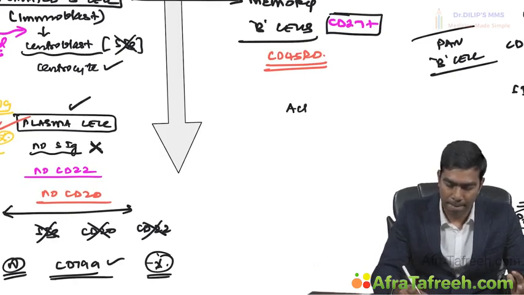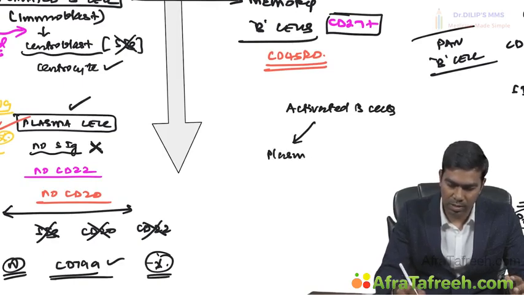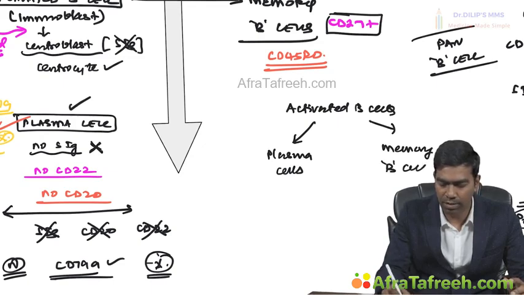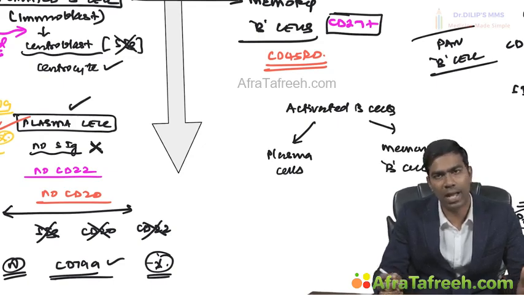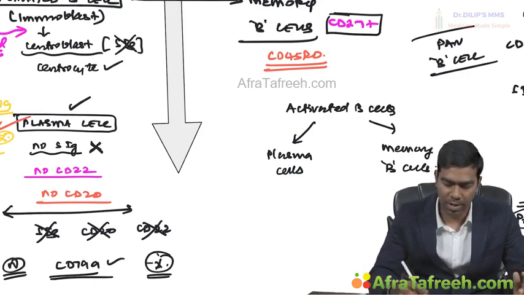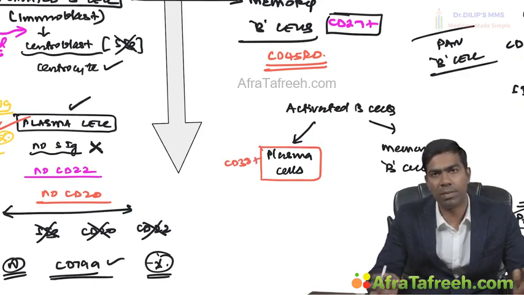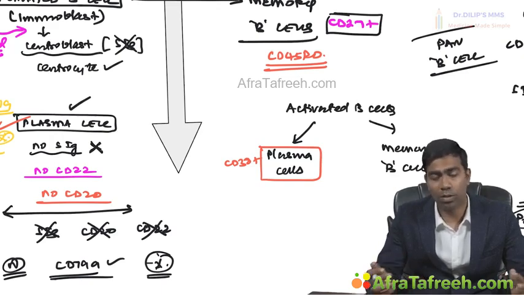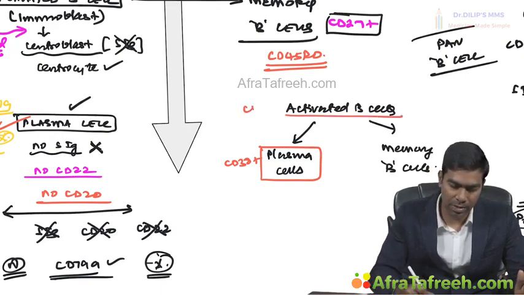Remember, I told you your activated B cells might become either plasma cells or memory B cells. Activated B cells may become plasma cells or memory B cells. Remember, plasma cells don't come straight away from activated B cells. First, they become plasma blasts, and only then can they become plasma cells. But remember, these plasma cells will be CD38 positive. Even plasma blasts will be CD38 positive, and any activated B cell will usually be CD38 positive.